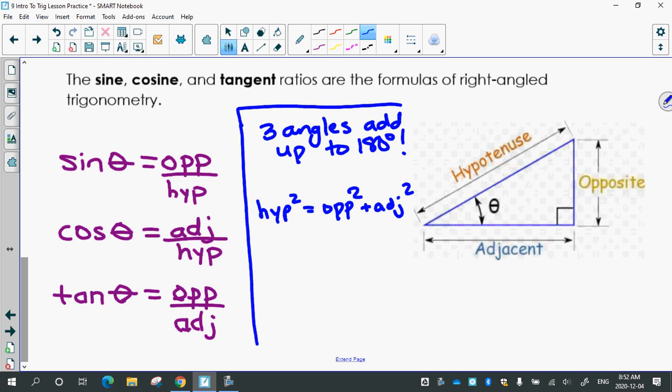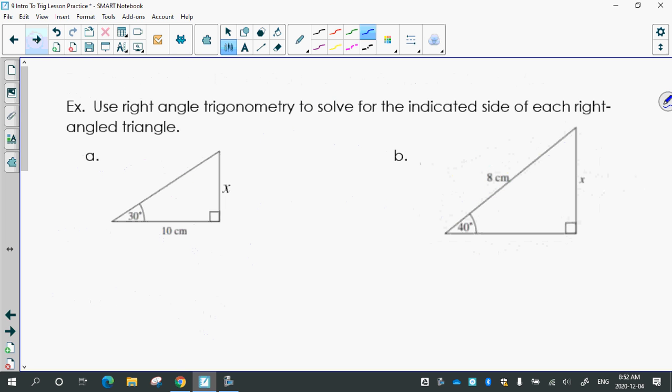Everybody good? Okay, so let's try a question. Use right angle trigonometry to solve for the indicated side of each right angle triangle. So we're starting trigonometry. Okay, excited. This is cool. See how they give us this 30-degree angle? That's the angle we're going to name our sides by. So the acute angle that you're given is what you name the sides by. So name the 3 sides: hypotenuse, opposite, and adjacent according to that 30 degrees.